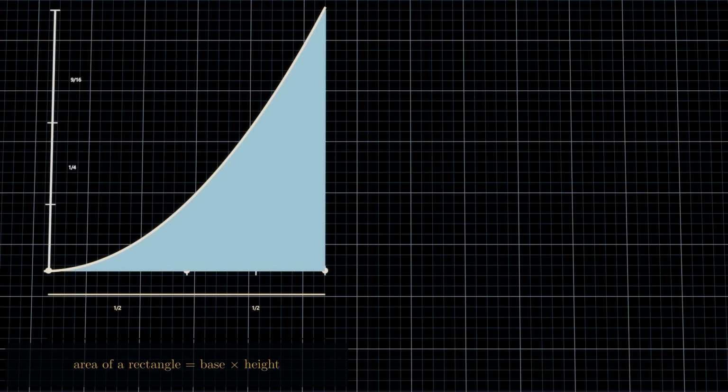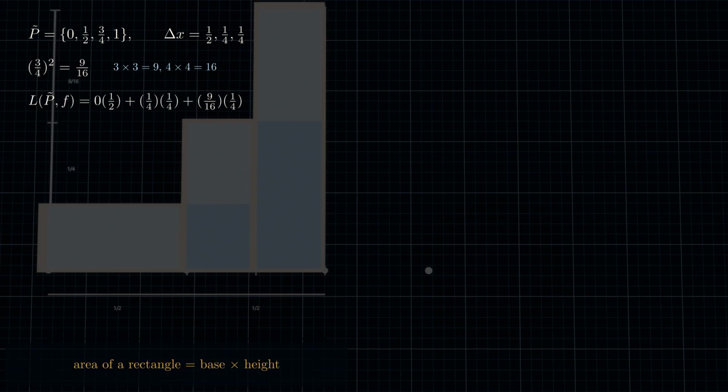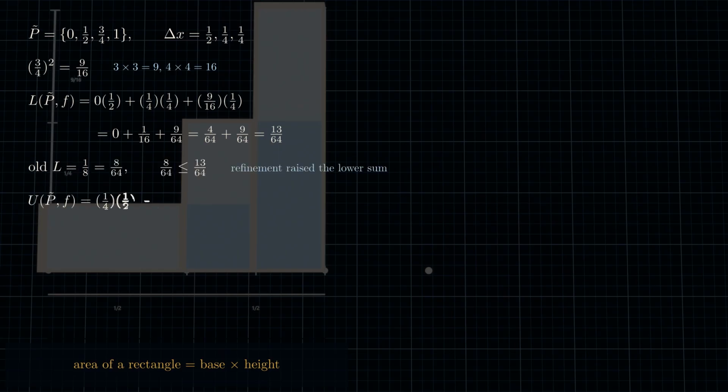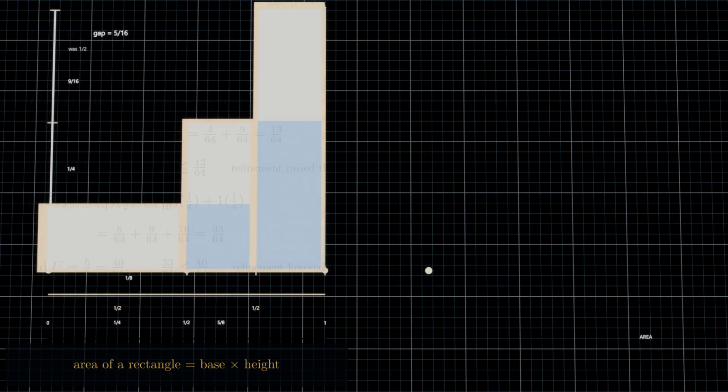Watch it on the parabola. 0, 1/2, 1 gave 1/8 and 5/8. Drop in 3/4, and the board works all 3 strips in 64ths, every product written. The lower sum rises to 13/64. The upper falls to 33. The gap fell from 32/64 to 20, exactly as proved.